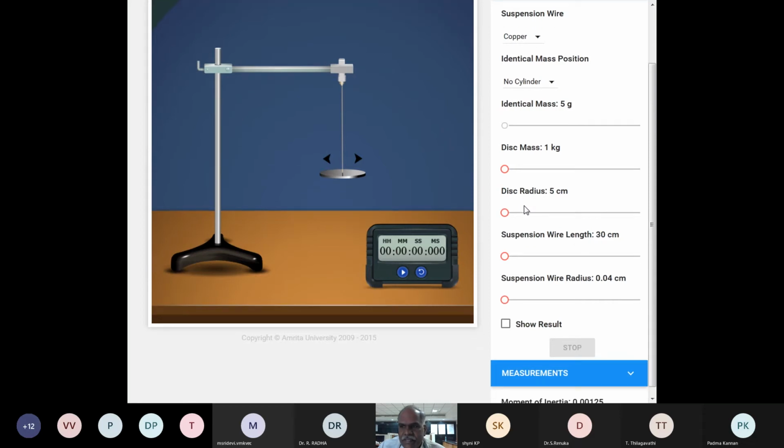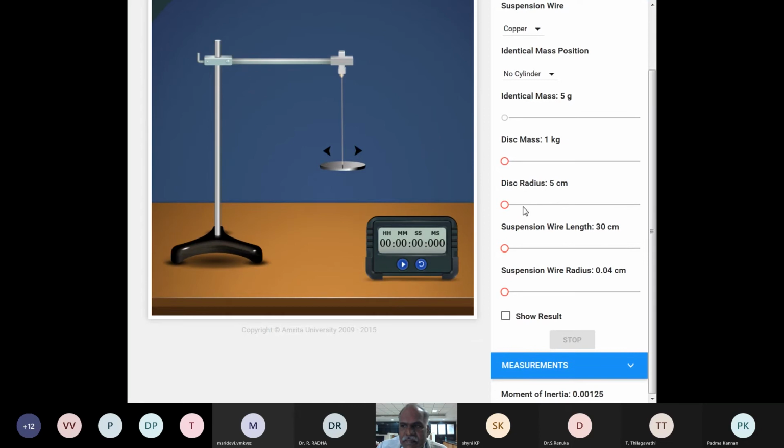Disc radius is 5 centimeter. Then suspension wire length is 30 centimeter. Then the radius of the wire is 0.04 centimeter. So now we are performing the experiment. So first we are clicking the arrow mark. Then what happened? The disc will be rotated. So torsional oscillation is produced.